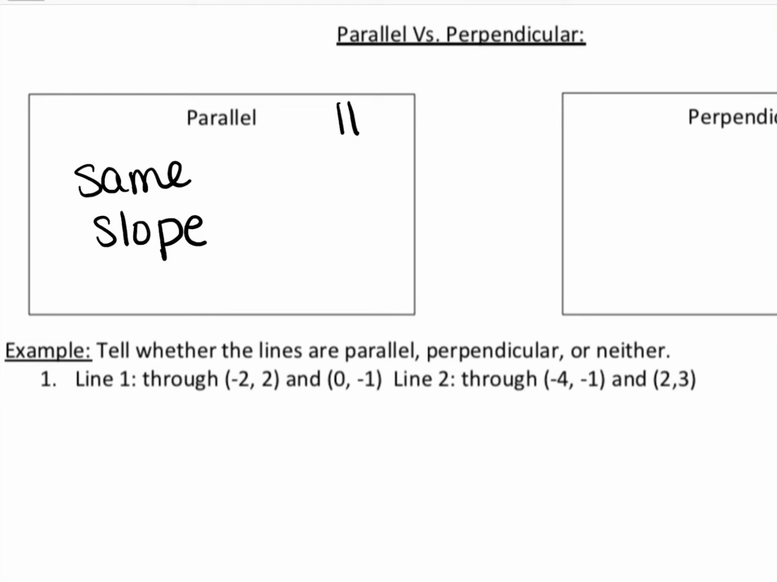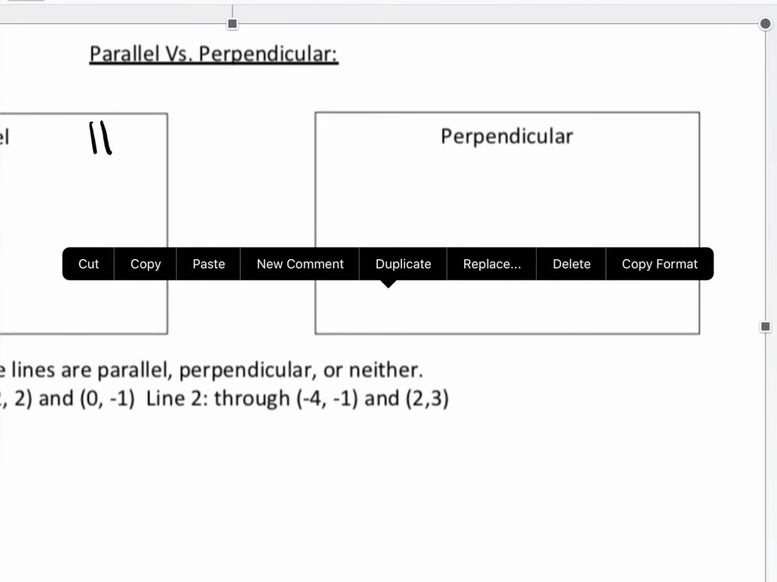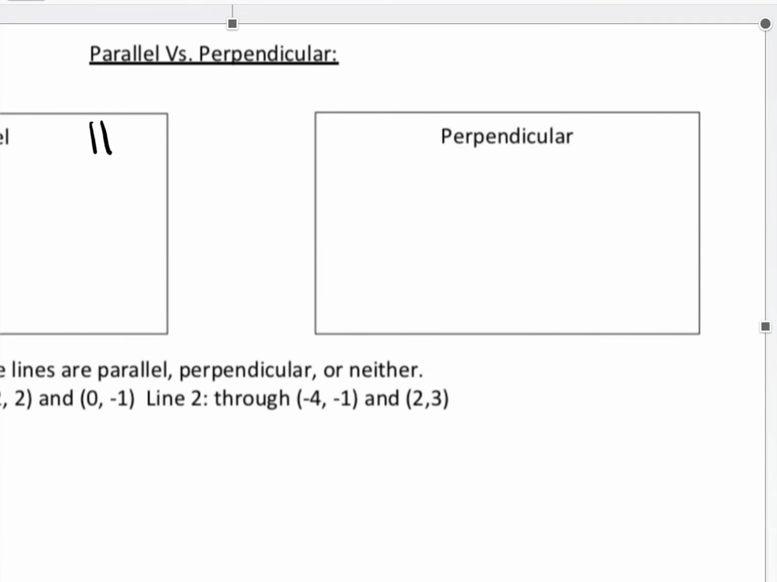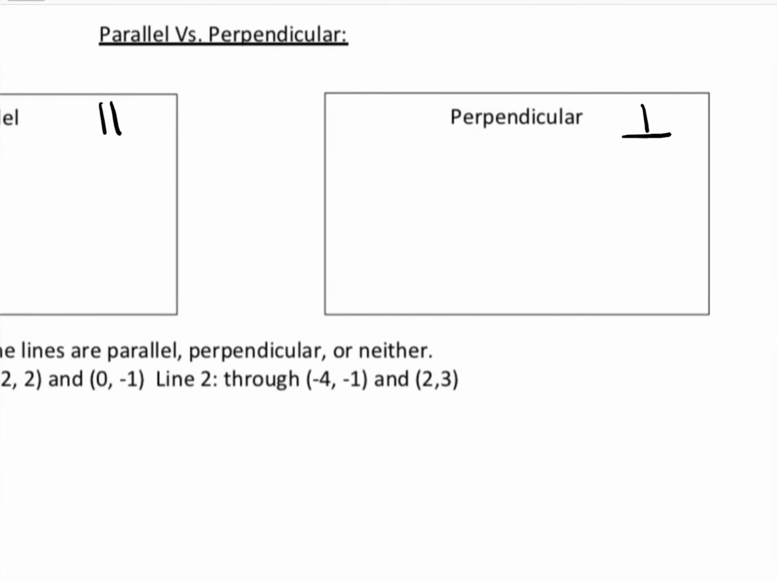If we think about perpendicular, perpendicular is represented by like an upside down T. Perpendicular creates a right angle, if you remember back in geometry. And perpendicular slopes have opposite reciprocals.